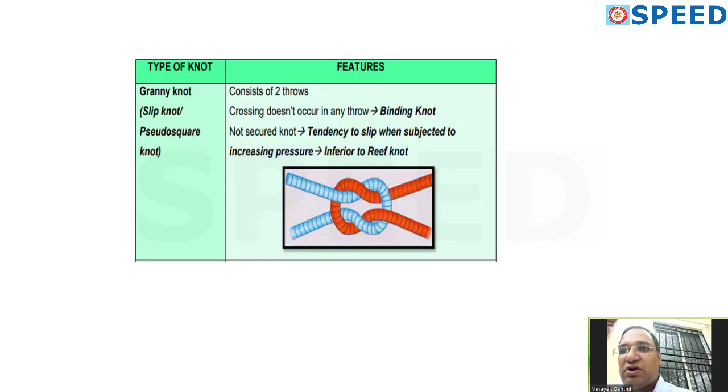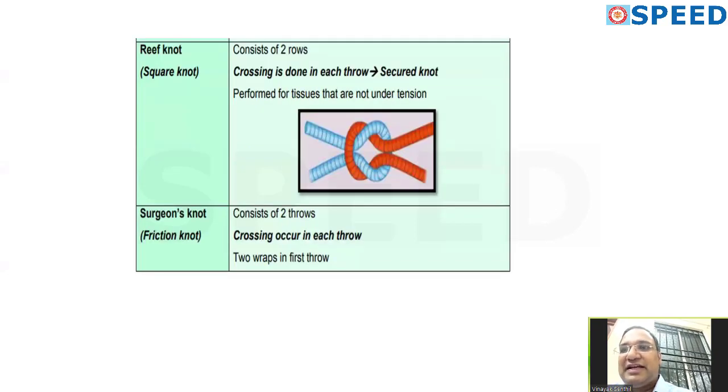It's a binding knot and not a secure knot, with a tendency to slip when subjected to increasing pressure, inferior to the reef knot. And this is the typical knot which is asked in the question. The reef knot, the square knot, consists of 2 throws. Crossing is done in each throw, and it's a square knot performed for tissues that are not under tension. So this is about the reef knot or the square knot which has been asked in the question. It's very, very clear.